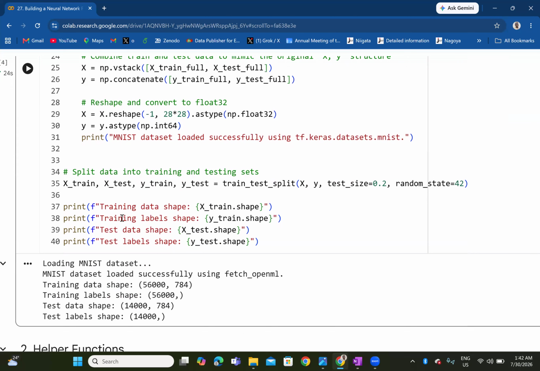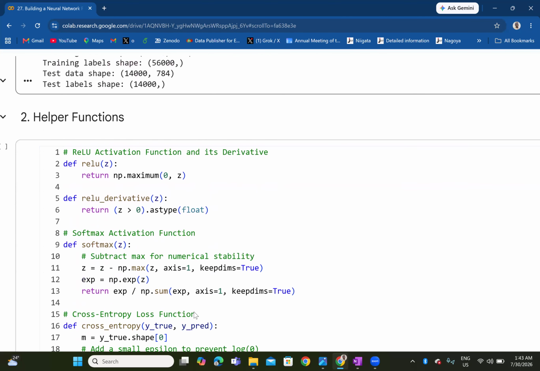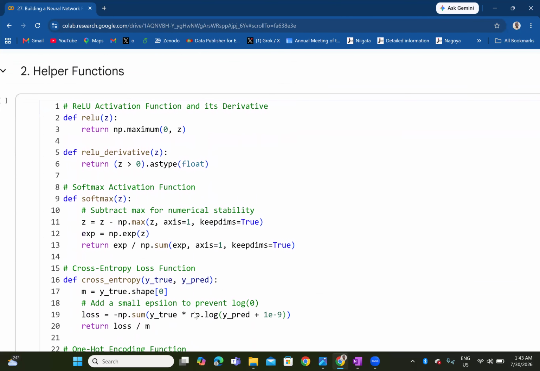So you have all of this. You can then print the loading of the MNIST dataset from the beginning: MNIST dataset loaded successfully using fetch_openml. Training data shape, you have 56,000 by 784. Training label shape, you have 56,000. Test data shape, you have 14,000 by 784. And test label shape, you have 14,000. And then you can have helper functions now, like the activation function.